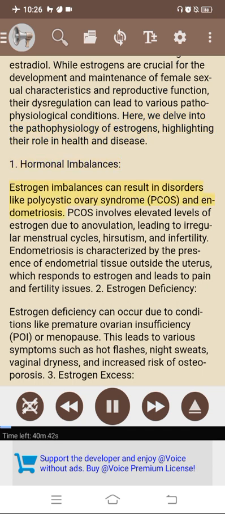1. Hormonal imbalances. Estrogen imbalances can result in disorders like polycystic ovary syndrome (PCOS) and endometriosis. PCOS involves elevated levels of estrogen due to anovulation, leading to irregular menstrual cycles, hirsutism, and infertility. Endometriosis is characterized by the presence of endometrial tissue outside the uterus, which responds to estrogen and leads to pain and fertility issues.